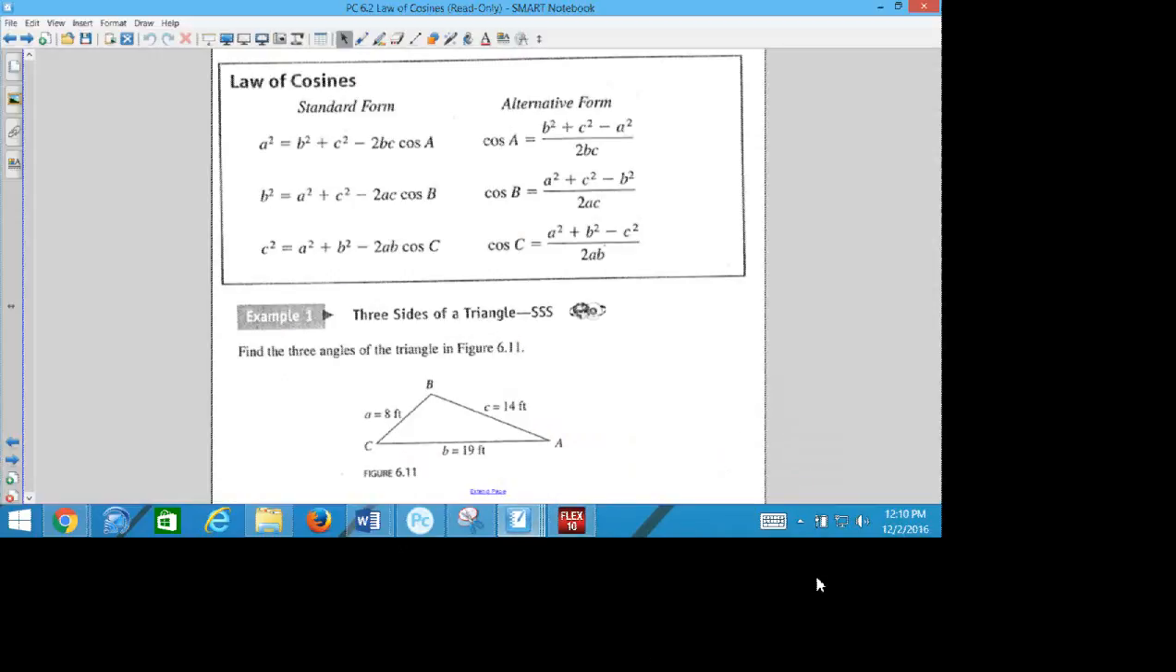Right, law of cosines is kind of like law of sines, where we're going to use it to solve for all the missing pieces of a triangle that is not a right triangle. But it would be used for when we have different information than when we have law of sines.